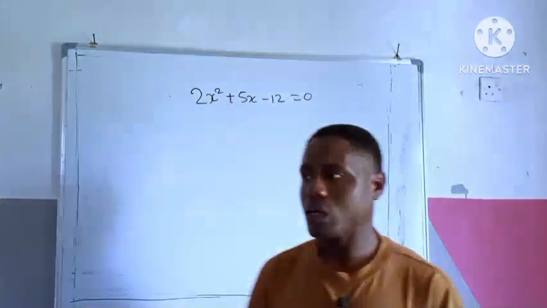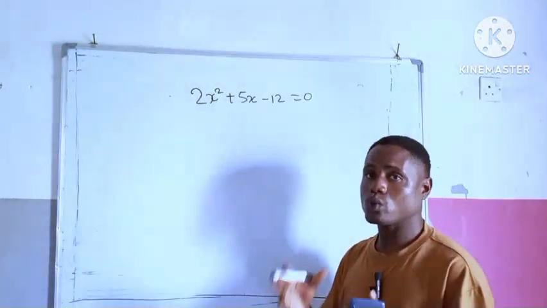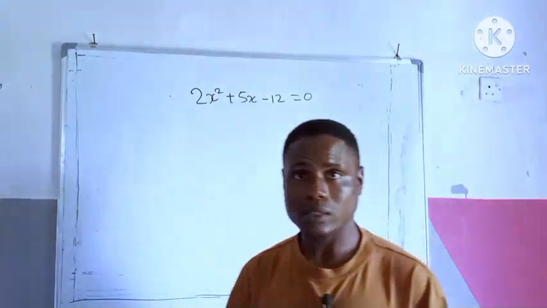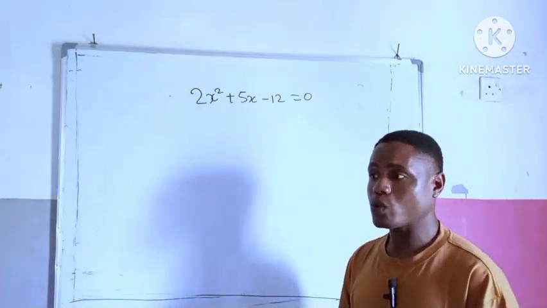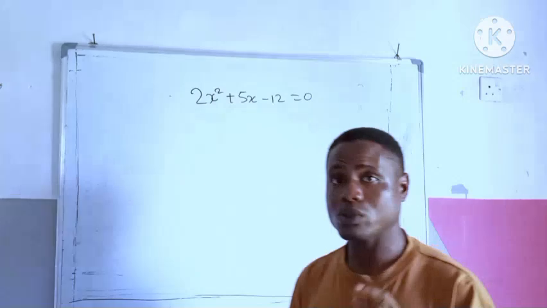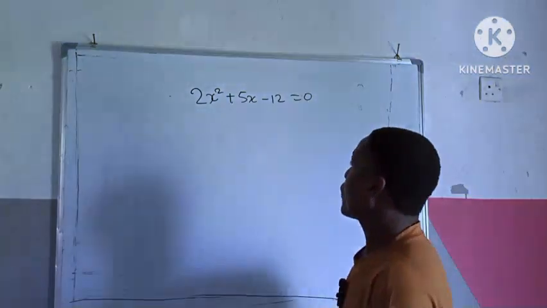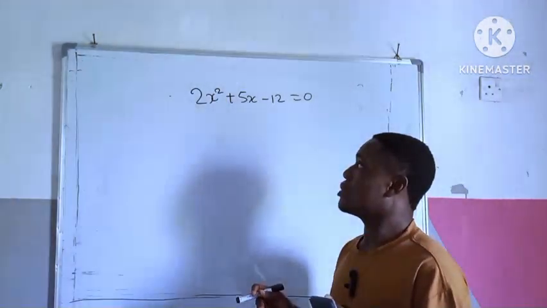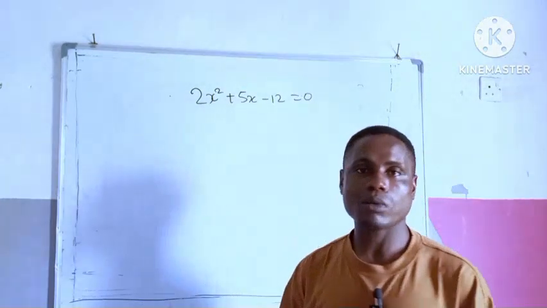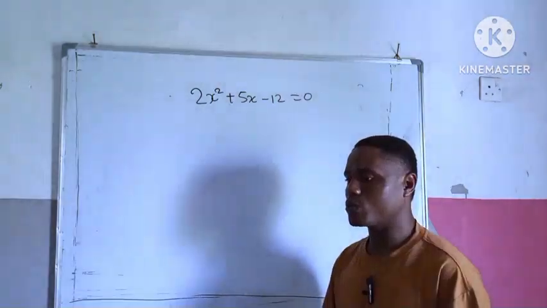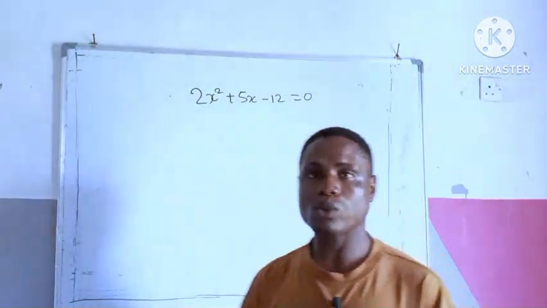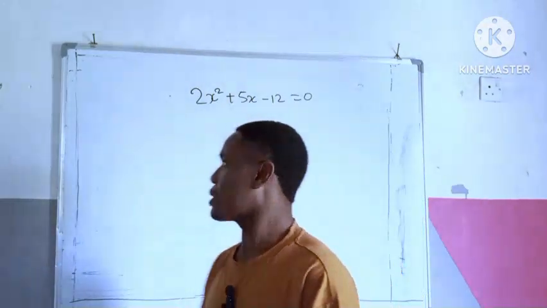So you need at least a fast method to get your answer, so you can move to the next question, because you are working with time. You have a very limited time to solve all these questions. Now, I prefer using the formula method. With the formula method, you can solve all types of quadratic equation.